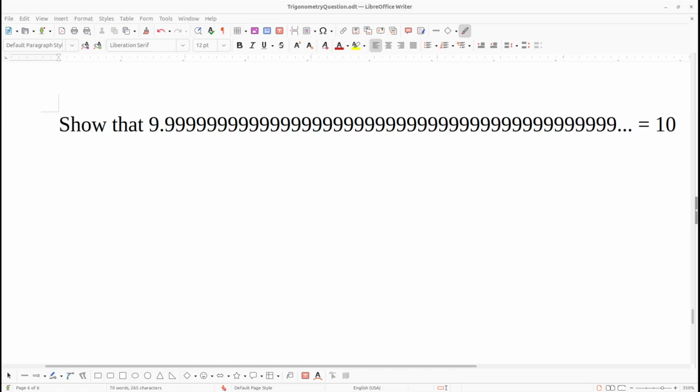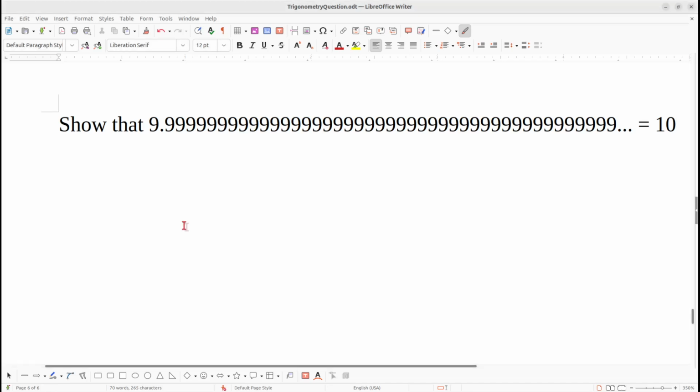Show that 9.99999 recurring is equal to 10. Somebody might be tempted to say, this is simple, just round off to the nearest one. To the nearest whole number, if you round it off, you just round it up to 10. But then how do you show that it's actually equal to 10?